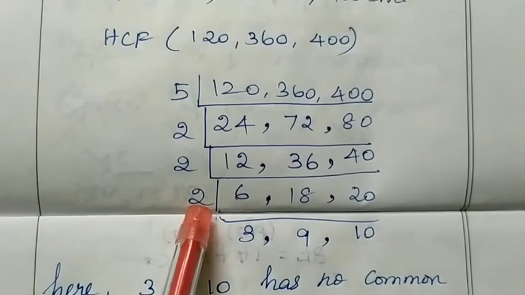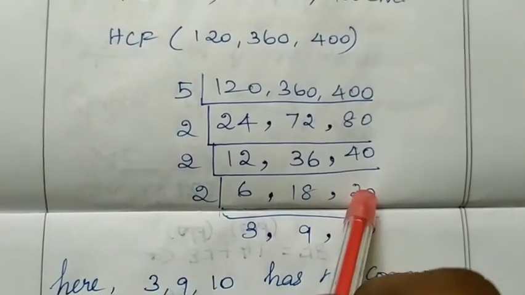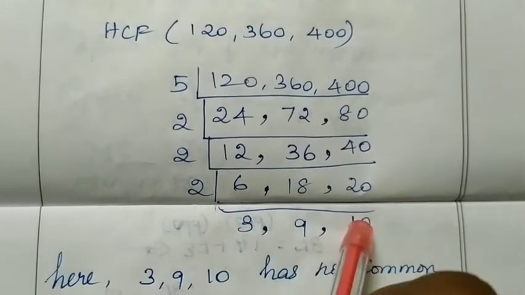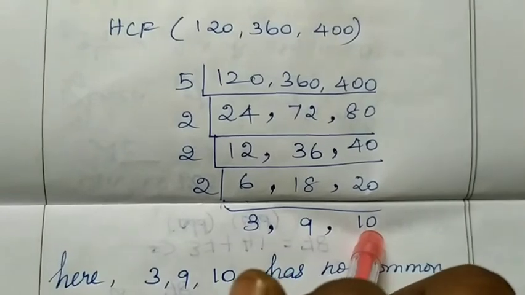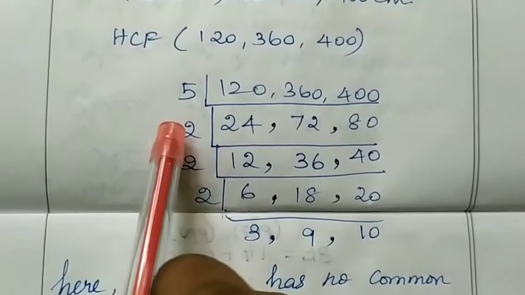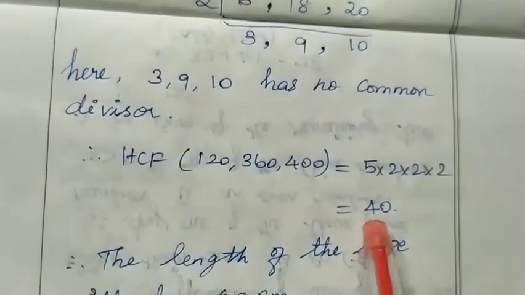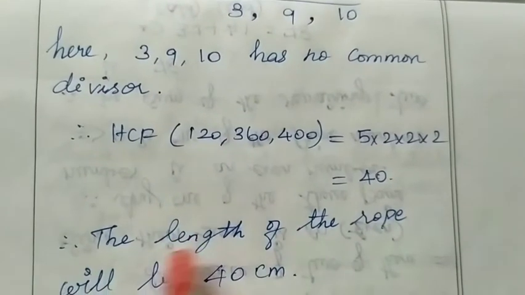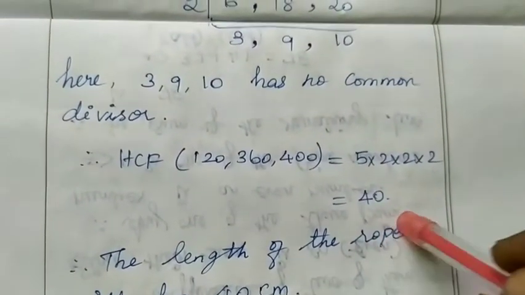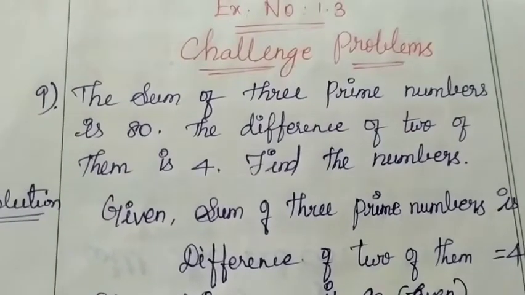Okay, next again we take 2 table. 3 twos are 6, 9 twos are 18, 10 twos are 20. So here 3, 9, 10 do not have a common divisor. Okay, so we stop here. Now we take the common numbers 5 into 2 into 2 into 2. So therefore the answer is 40. The length of the rope will be 40 centimeter. Okay, that is the answer for this question. Important question, mark it.